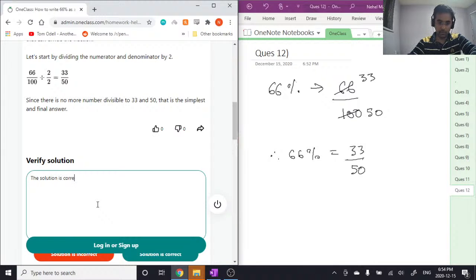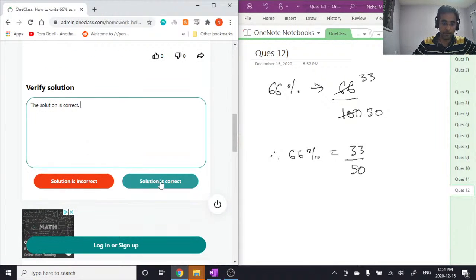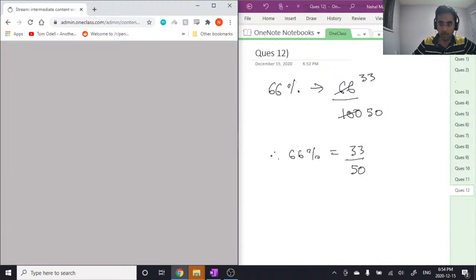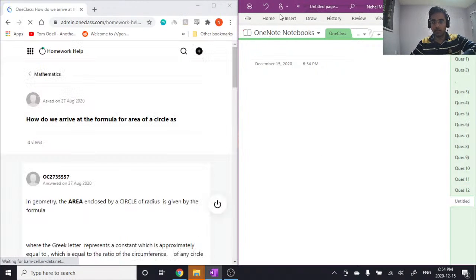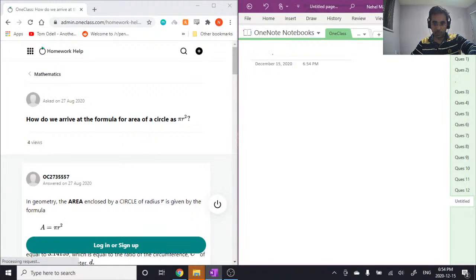So the solution is correct in this case. Okay, next up, question number 13. How do you write the area formula for a circle as pi r squared? So essentially what this question is asking us to do is prove that the area of a circle is indeed pi r squared. So what we're going to do is, let's draw a circle first.